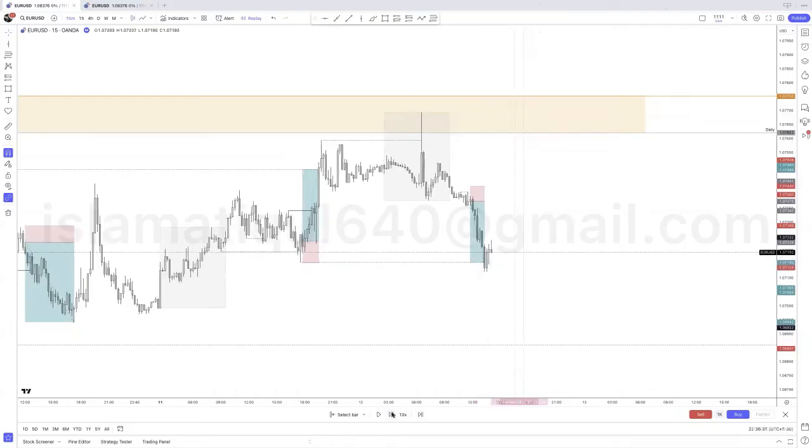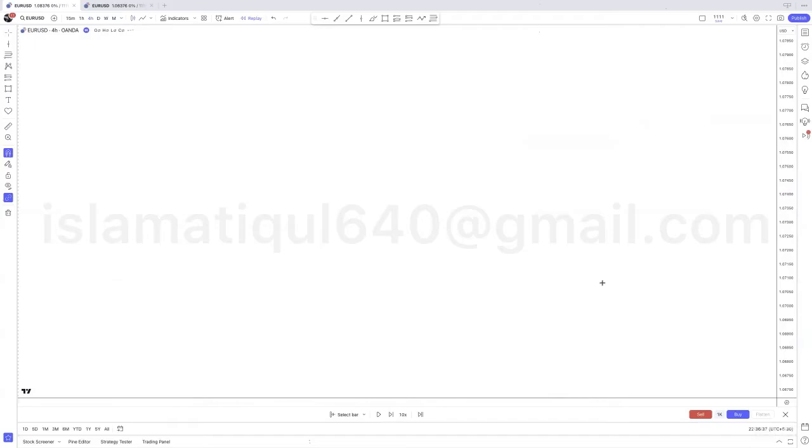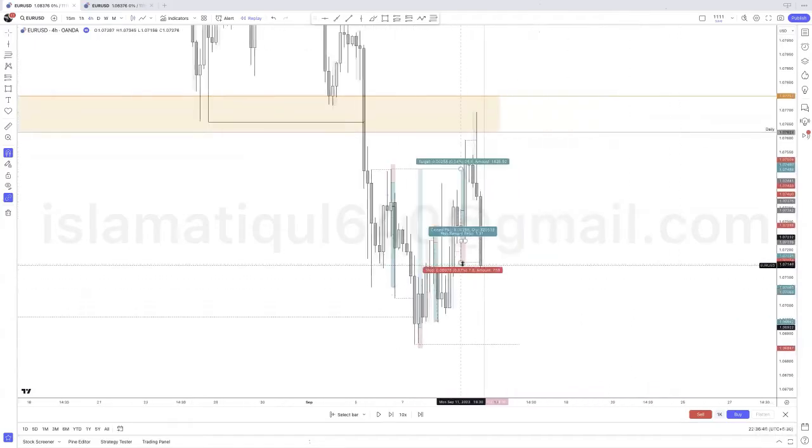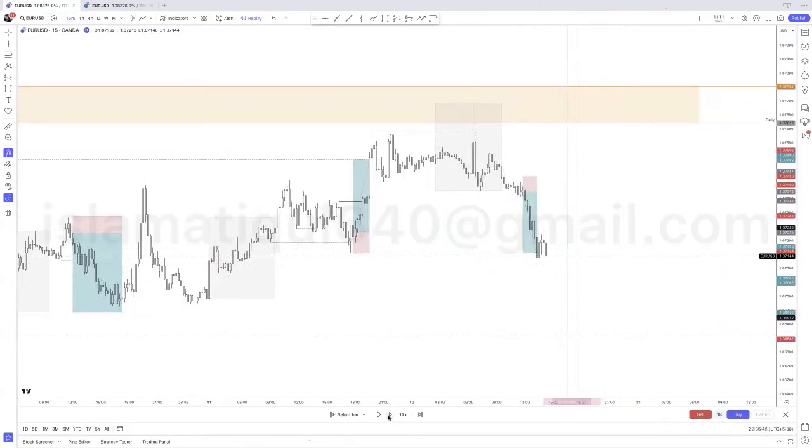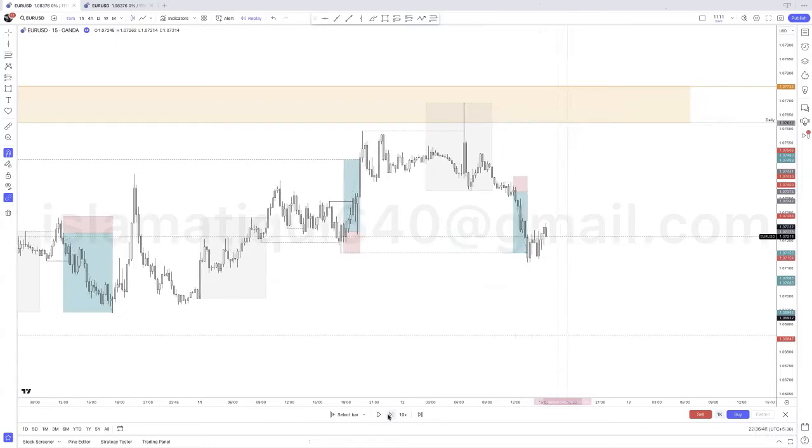Liquidity is wiped out. Okay, liquidity is wiped out here. They might reverse. We don't know. Might give us a reversal. Who cares, right? We have gotten our trades, so after that, I really don't care what they're going to do.